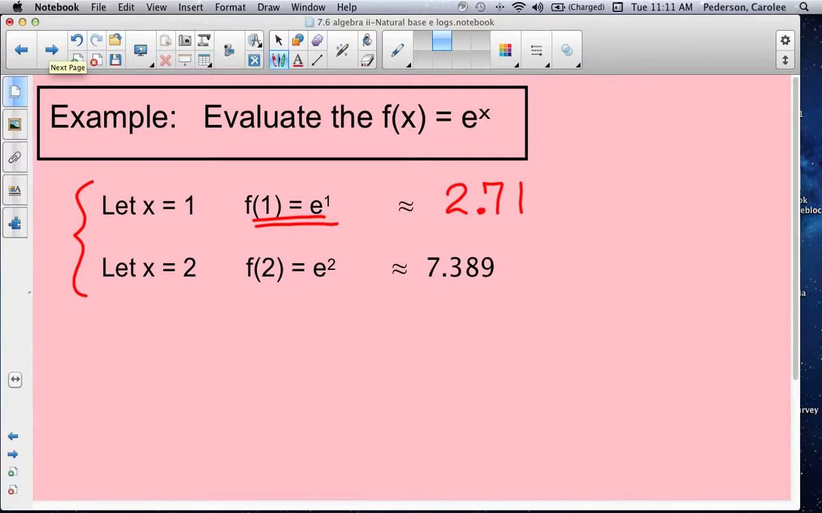Substitute 2 into the function. So that's now e squared. Make sure you know how to use that with your calculator. That's evaluating the function.